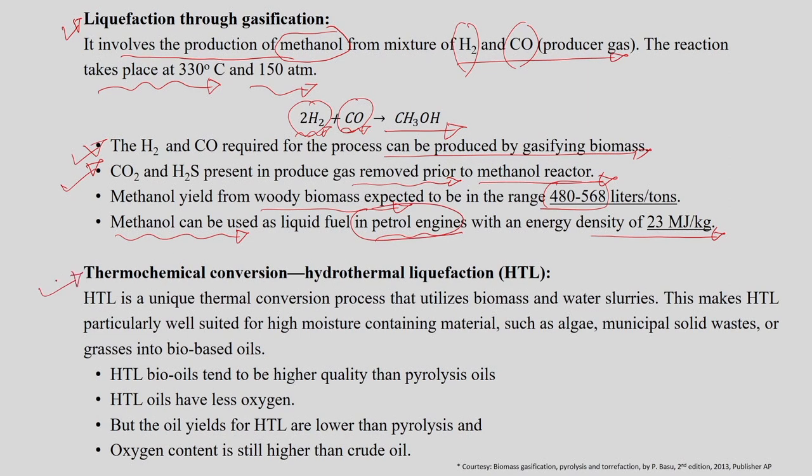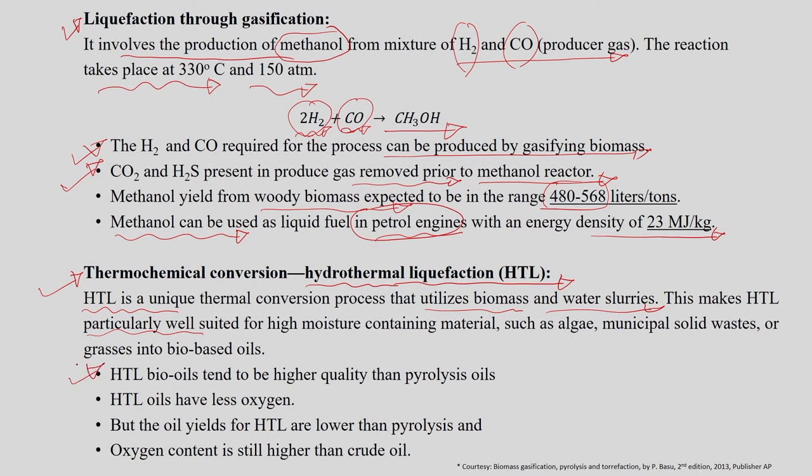Similarly, the other process is the thermochemical conversion of the biomass, termed hydrothermal liquefaction of the biomass. HTL is a unique thermochemical conversion process that utilizes biomass and water slurries, and this makes the HTL particularly well suited for even high moisture containing material. Even MSW can be utilized directly for the liquefaction purpose using the hydrothermal liquefaction technique.